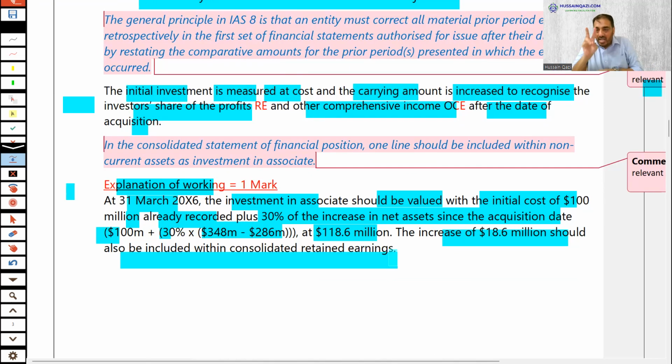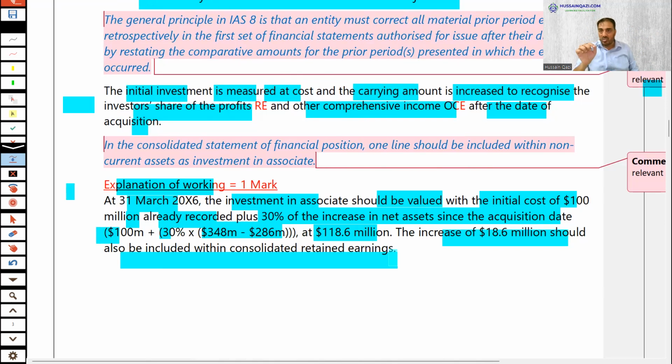I wanted to highlight 2 important points here. Number 1, if the examiner mentions to explain the equity accounting, that's a requirement here. So you have to explain your working rather than just show the calculation, as you normally do with F7.